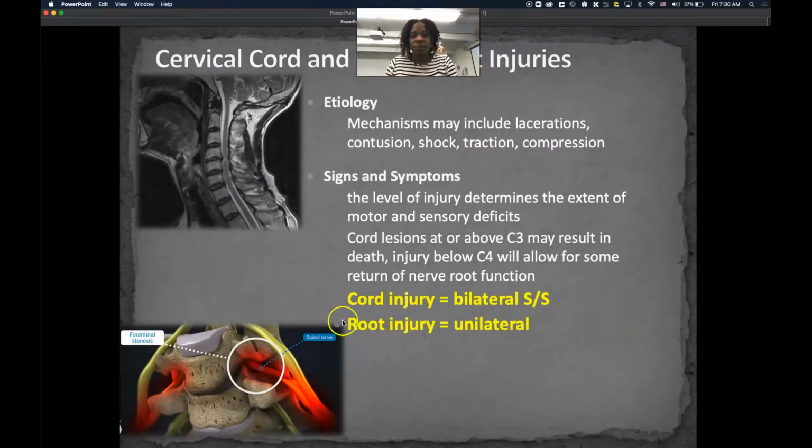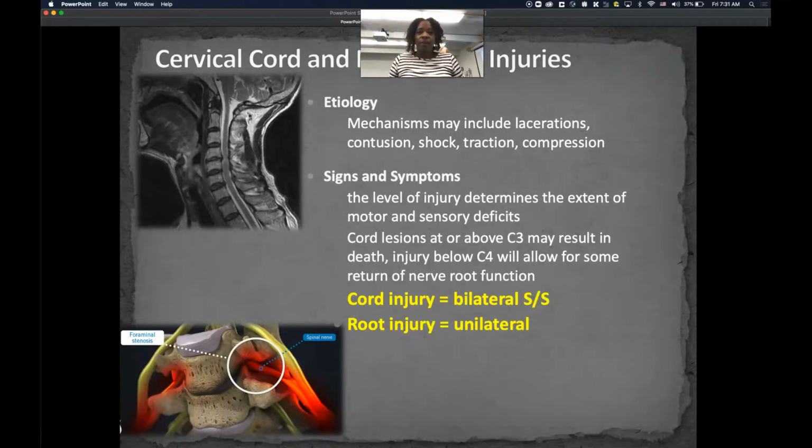Okay. So in terms of cervical cord and nerve root injuries, the etiology could be different. It just really depends. But the mechanism includes some type of laceration to the cord or the nerve root. Most often it's going to be some type of contusion. It certainly could occur as a result of a tractional moment, so that the cervical spine gets stretched, or a compression moment as well.